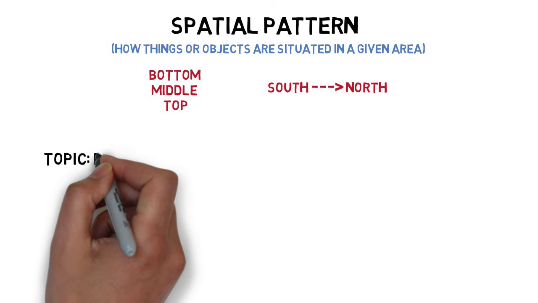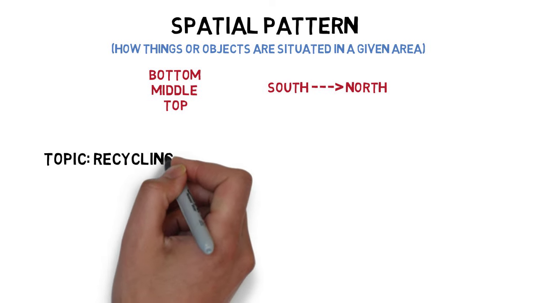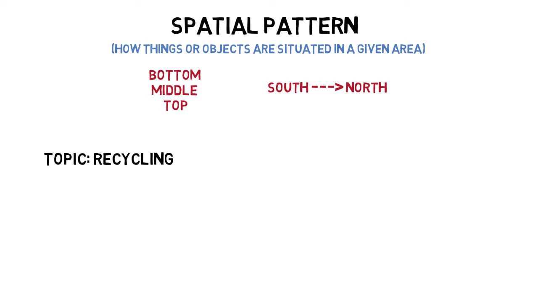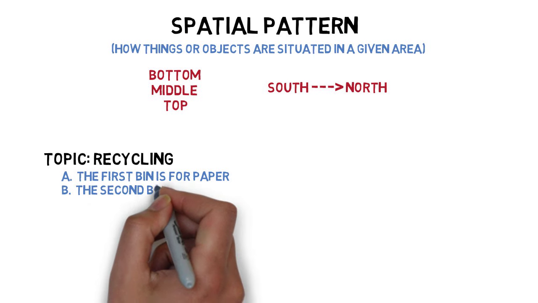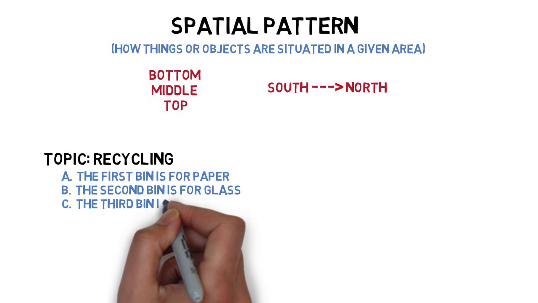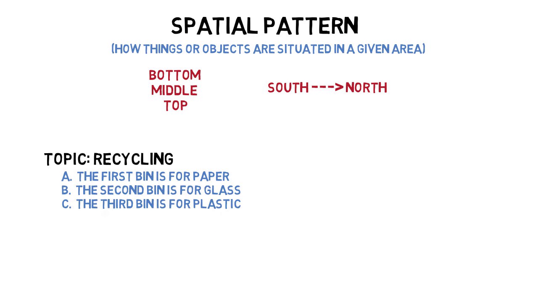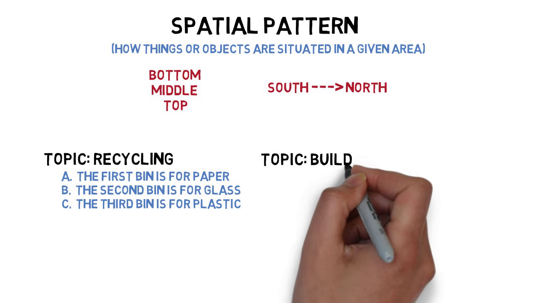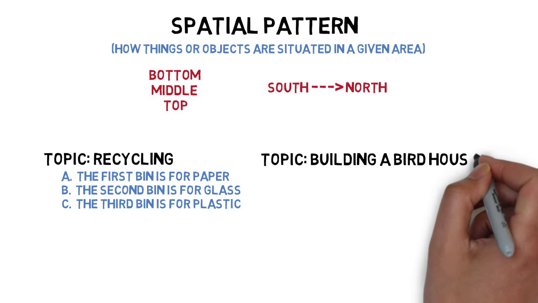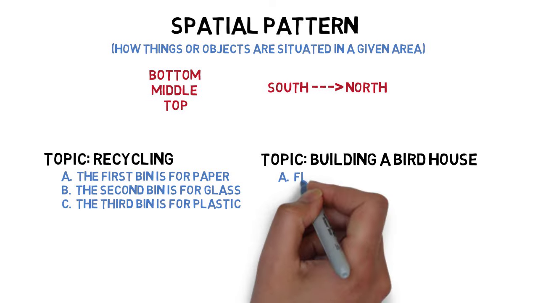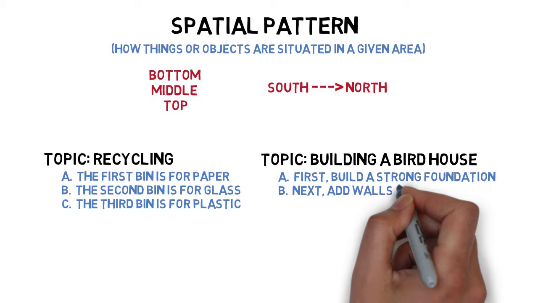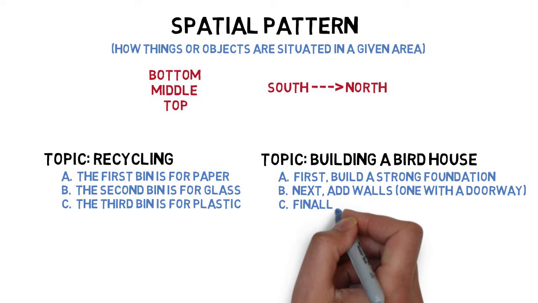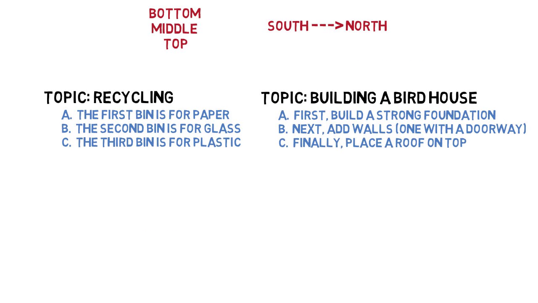For example, the main points for a speech about recycling at the college might list how recycling bins should be arranged. The first bin is for paper, the second bin is for glass, the third bin is for plastic. The main points for a speech about building a birdhouse might be arranged according to the steps in the building process. First, build a strong foundation. Next, add walls, one with a doorway. And finally, place a roof on top.